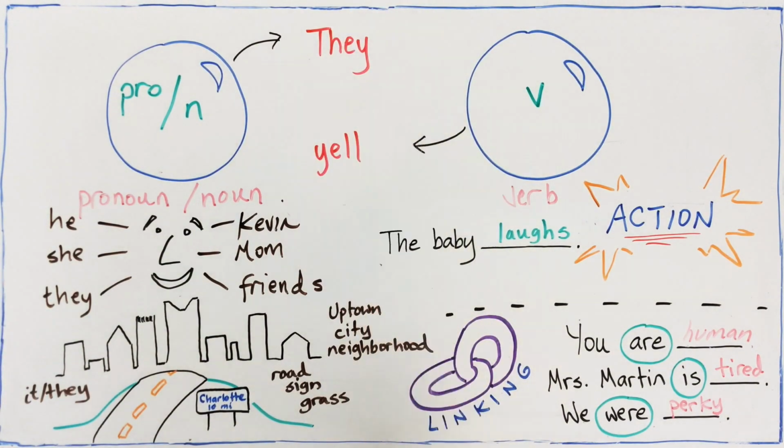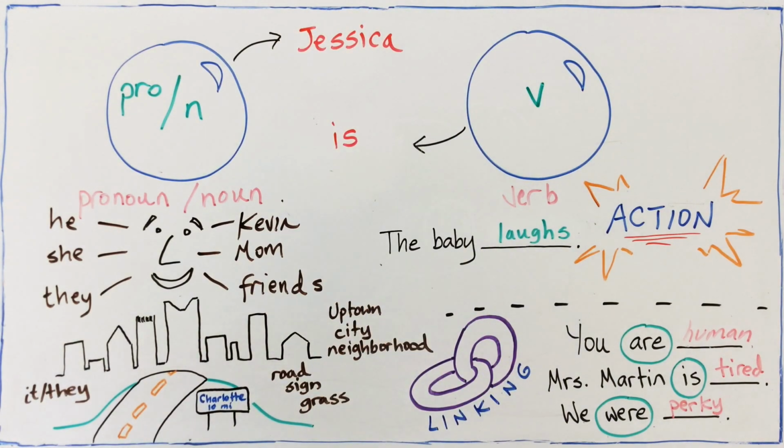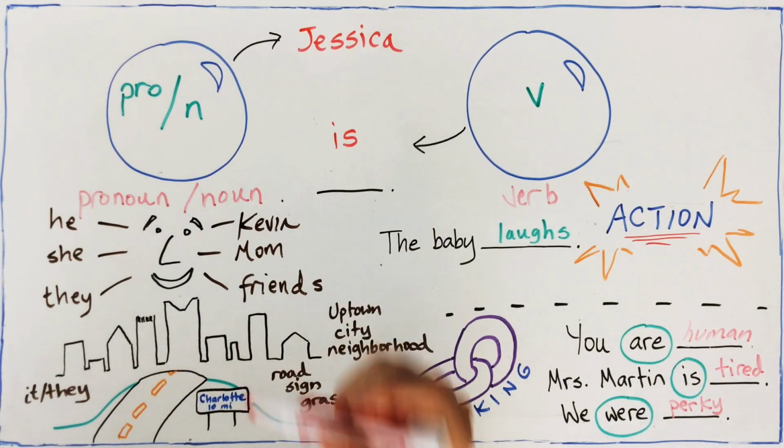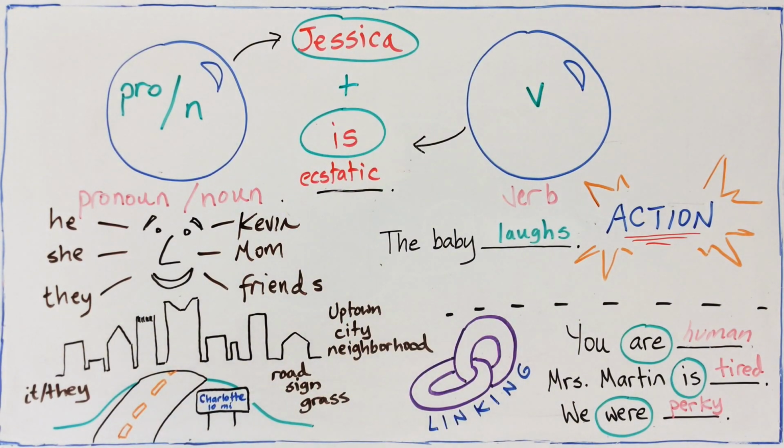Present tense action verb with a pronoun, past tense action verb with a pronoun, past tense action verb with a proper noun, present tense action verb with a proper noun. With a linking verb in the present tense, we need a description word to go after it. Jessica is what? She is kind. How is Jessica? She is asleep. No action here, just description.